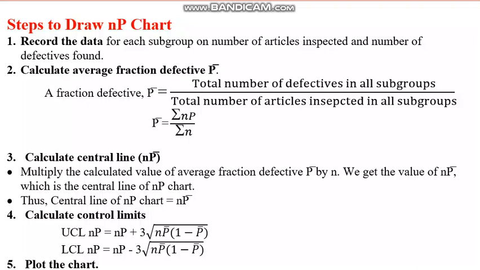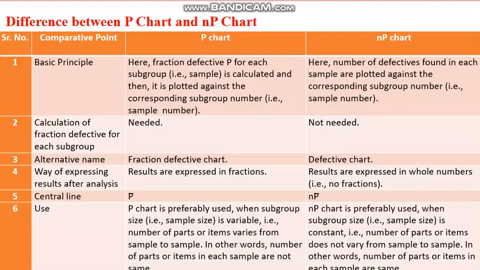Okay, now calculate the control limits. These are the formulae. That is, upper control limit is NP bar plus 3 square root of NP bar into 1 minus P bar. And lower control limit also is the same, only that plus is replaced by minus, and you plot the chart. This is the way you draw the NP chart.